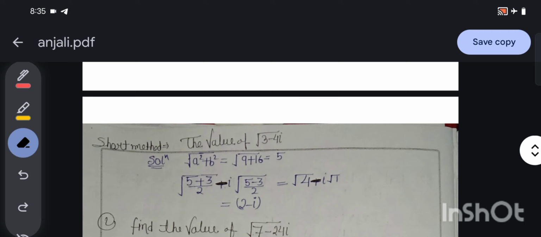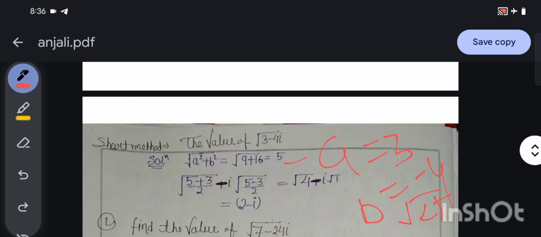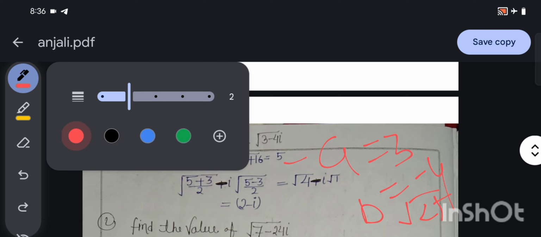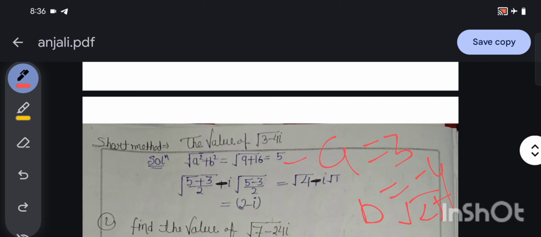So first of all, we will find out root of a square plus b square. Value of a is 3. So 3 square plus minus 4 square, 9 plus 16, is equal to root of 25. And what is the value of root of 25? 5. It is clear?